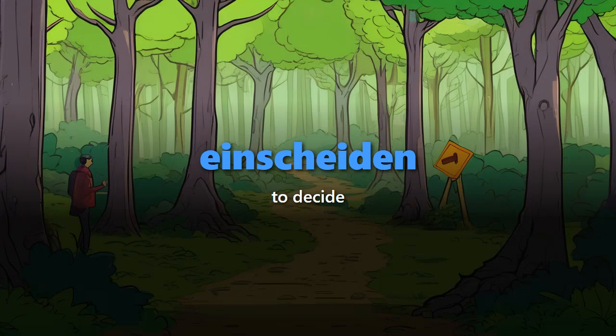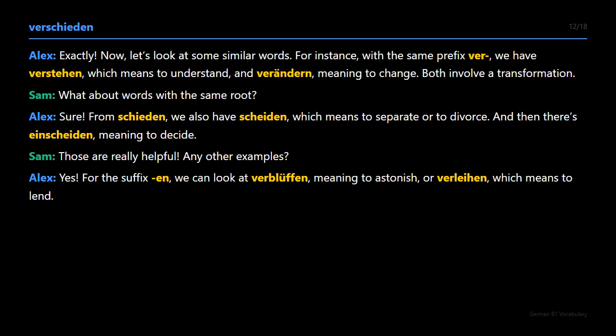Exactly. Now, let's look at some similar words. For instance, with the same prefix ver-, we have verstehen, which means to understand, and verändern, meaning to change. Both involve a transformation.